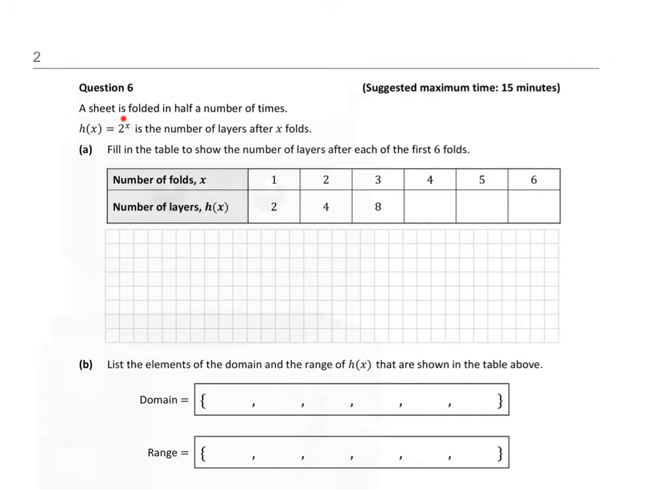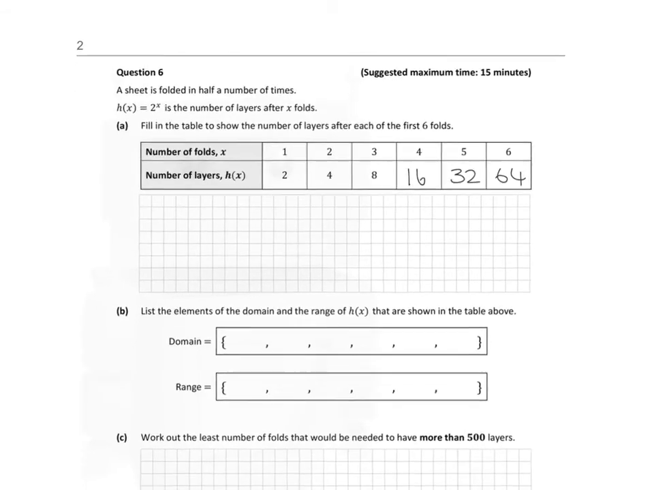So when I sub in 1 for x, I'm going to get 2. 2 to the power of 1 is 2. Subbing in 2, 2 to the power of 2, 4. 2 to the power of 3, 8. 2 to the power of 4 is going to be 16. 2 to the power of 5, 32. And 2 to the power of 6, 64.